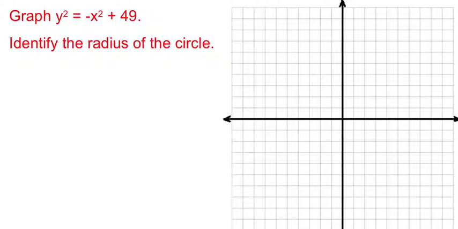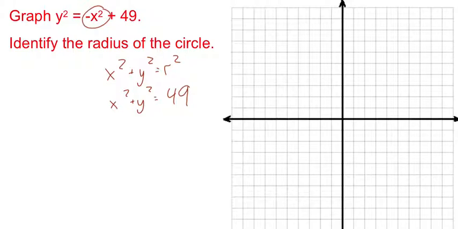What's the general formula of every circle we've looked at? X squared plus y squared equals r squared. Does this look like that? No. We have to make it look like that. Add the x squared to both sides. So I get x squared plus y squared is equal to 49, right? We only added the x squared to both sides. X squared plus y squared equals 49.